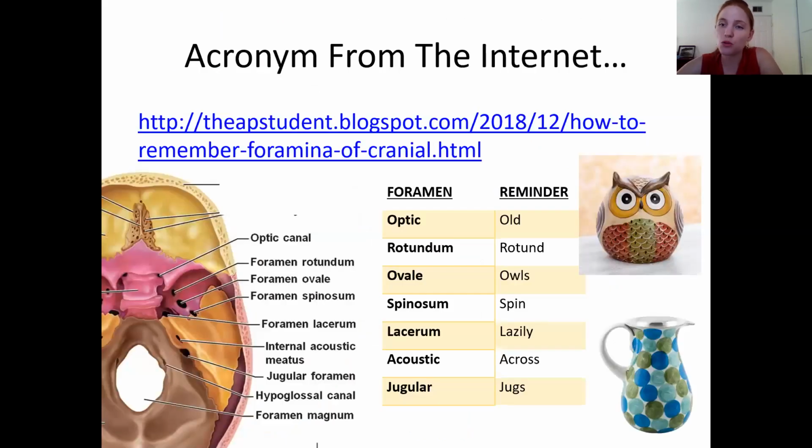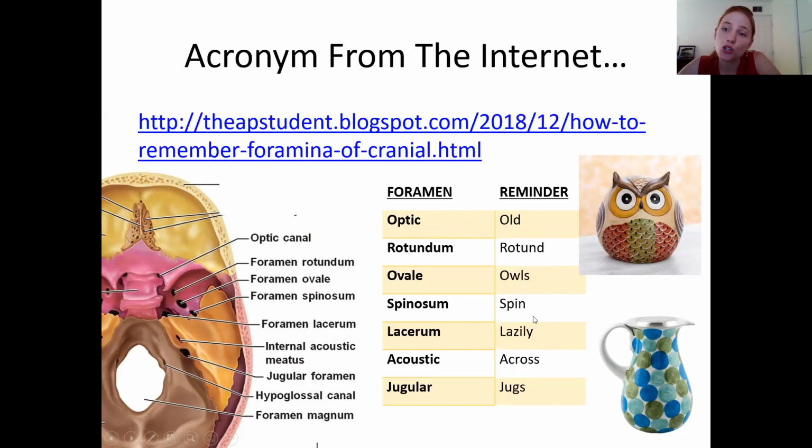Another thing you can do, because it's in an order, is use an acronym, a mnemonic device. One way to do that is to memorize a phrase, where the beginning of each word stands for part of the order. For example, one thing I found on the internet is: Old rotund owls spin lazily across jugs. Old rotund owls spin lazily across jugs.